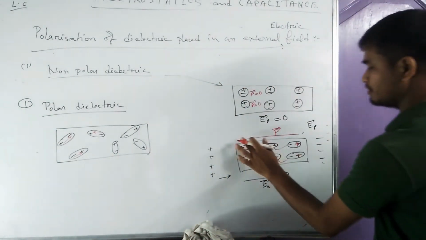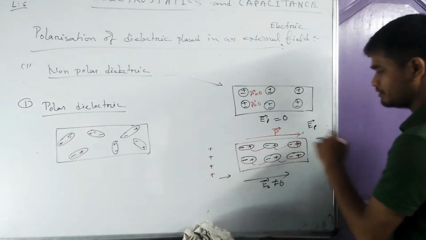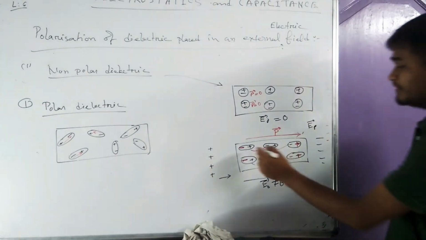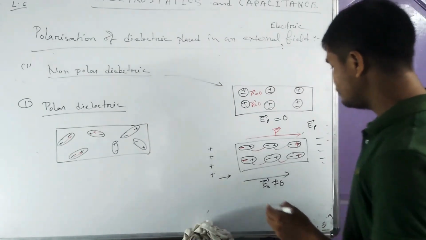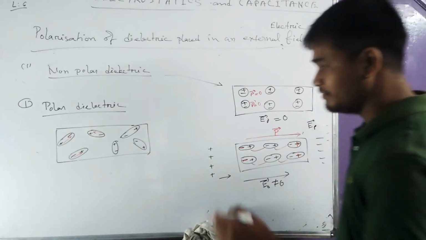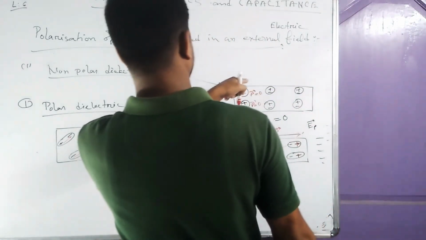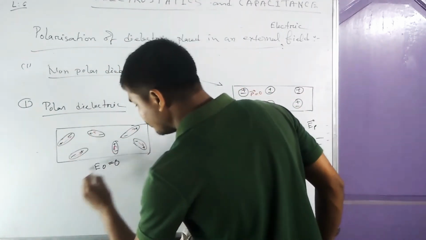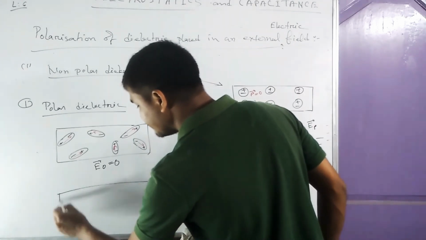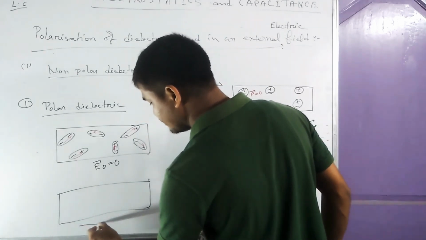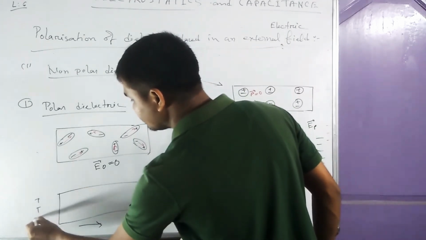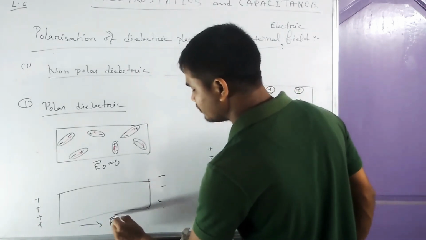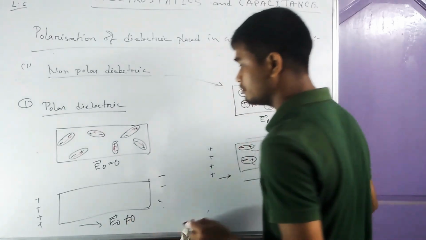Sorry, I forgot this: the direction of the polar dipole moment is from negative to positive. Clear? So the direction of the dipole moment is the same as the external field here, in the case of a nonpolar dielectric. In the polar dielectric, now we are applying an external electric field to the dielectric. So E naught is not equal to 0.